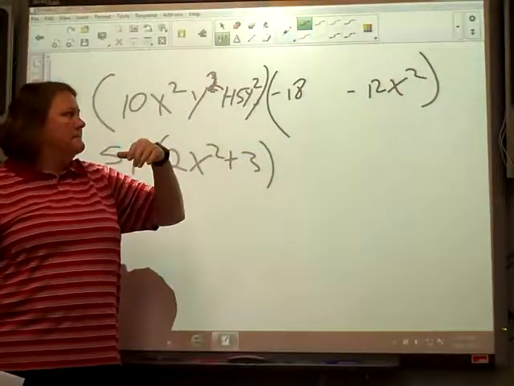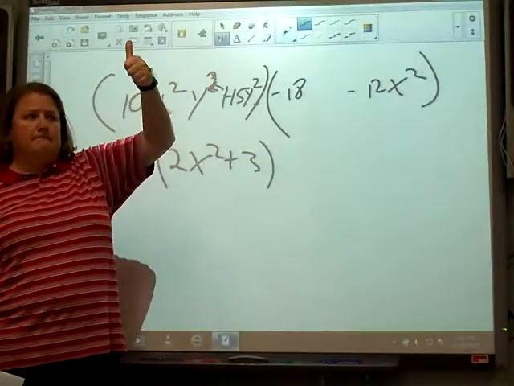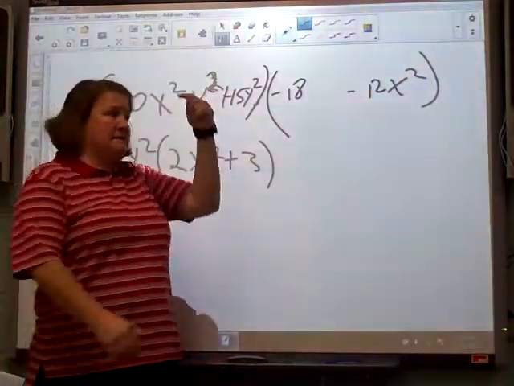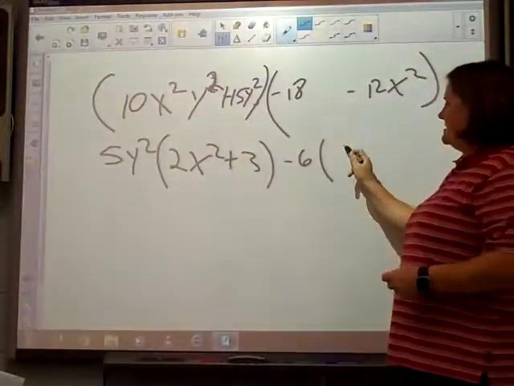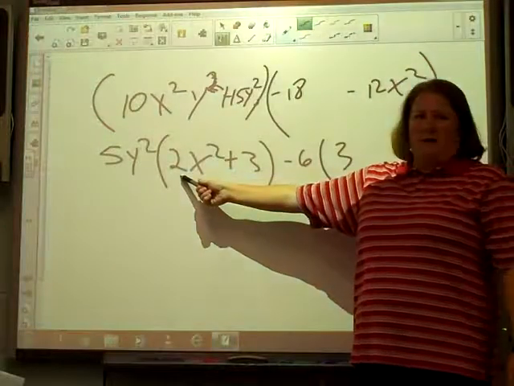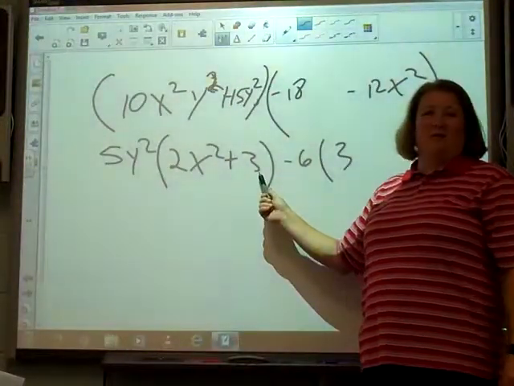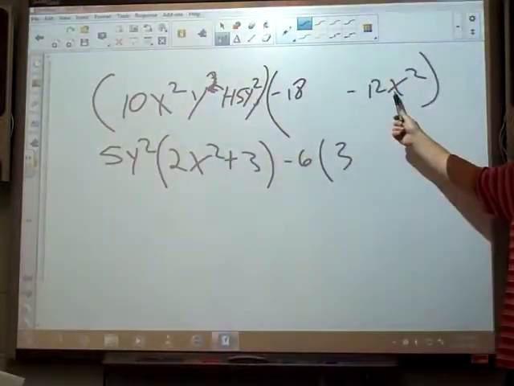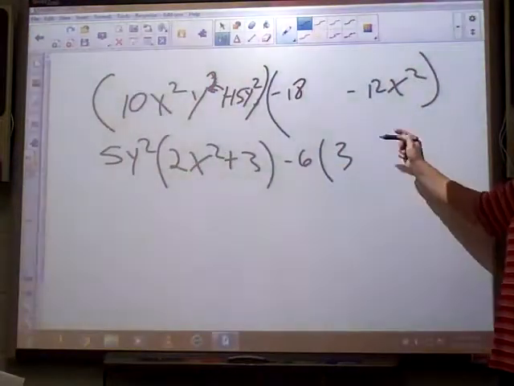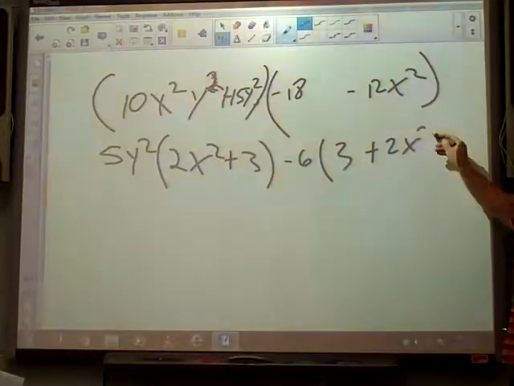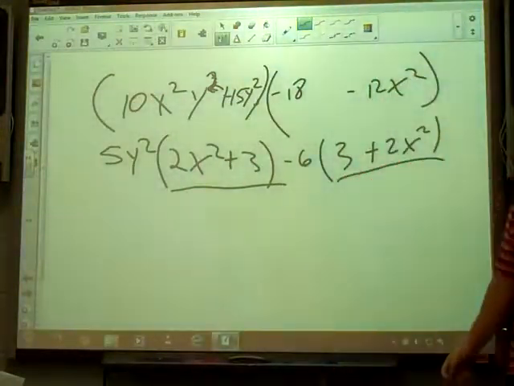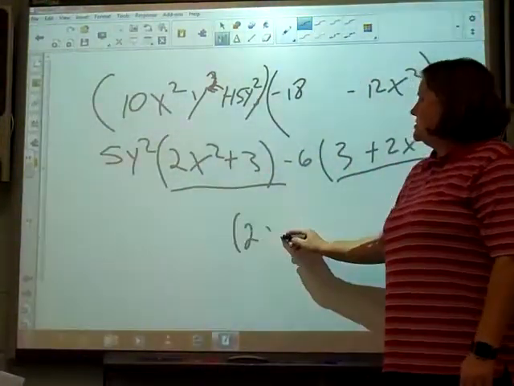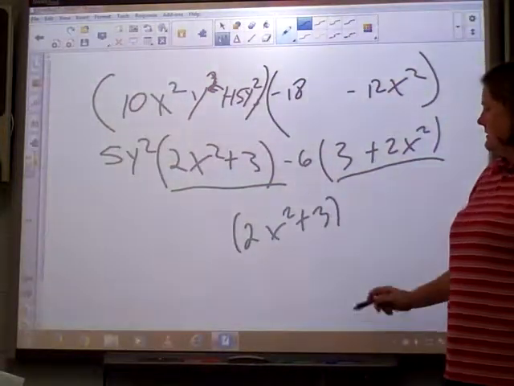Negative 6. Negative 18 divided by negative 6 is a positive 3. Well, that's not what I got there, but it is what I got here. So it could be good. Negative 12x squared divided by negative 6 is a positive 2x squared. So are those the same? Yep. So we got 2x squared plus 3.